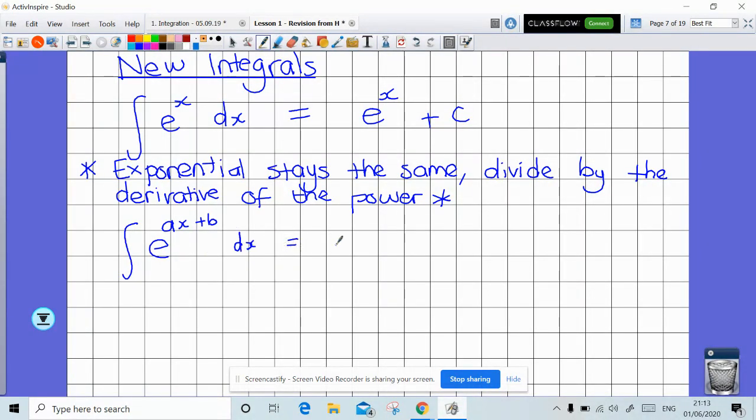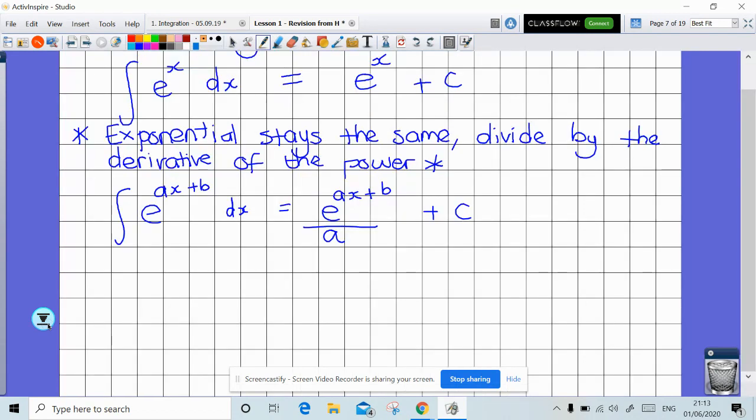dx. So obviously if you integrate this, your exponential stays the same, ax plus b, and you divide by the derivative of the power, which if you pretend that's numbers, your derivative would just be a in this case, and don't forget about your plus c. Okay, so pause this, make sure you've got this into your notes, so you can highlight the sentence we've got here, just to keep yourself right.